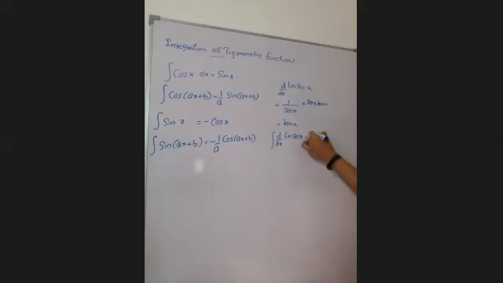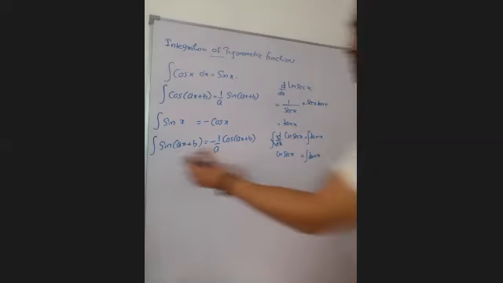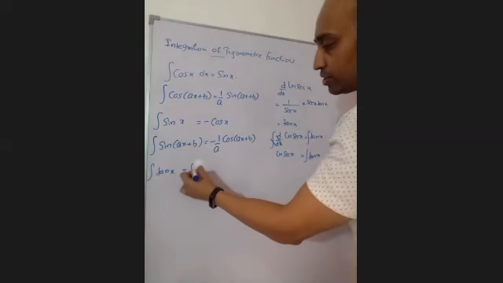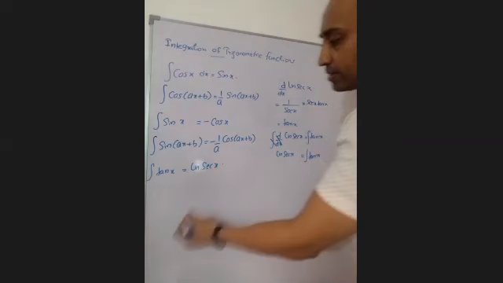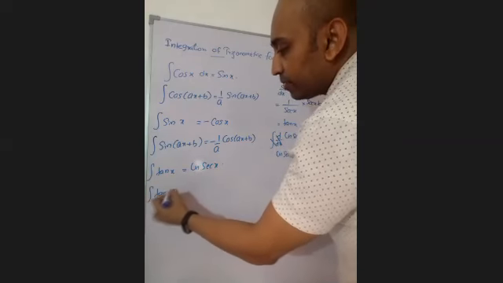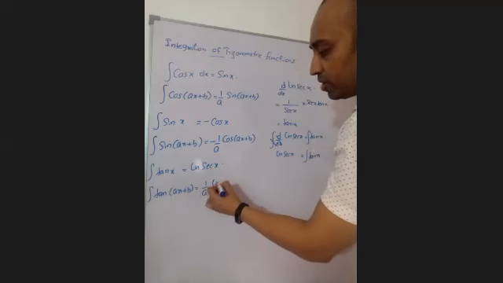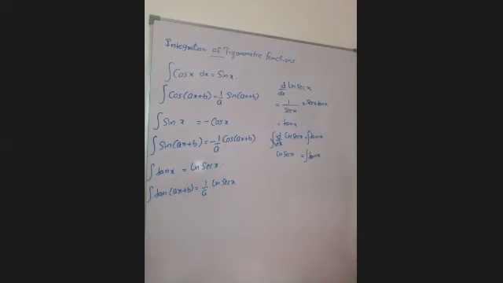Then I'll integrate both sides. The differentiation and integration cancel, and integration of tan x is ln sec x. Therefore, integration of tan x is ln sec x. In the same way, for tan ax plus b, the answer becomes 1 over a ln sec ax plus b. That's the final answer for that. That's the way of doing the integration of tan x.